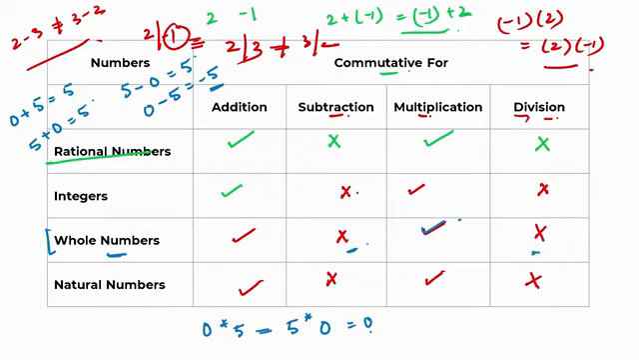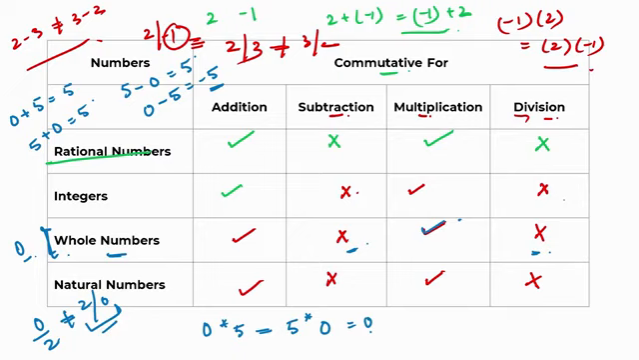Lastly, for whole numbers, we have division. Now, we know that for whole numbers, 0 by 2 cannot be equal to 2 by 0, because 2 by 0 is something which we do not know, and 0 by 2 is going to be 0. So therefore, we cannot say that for whole numbers division is closed.